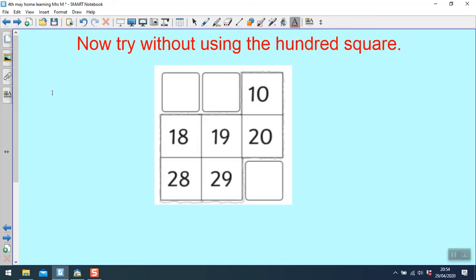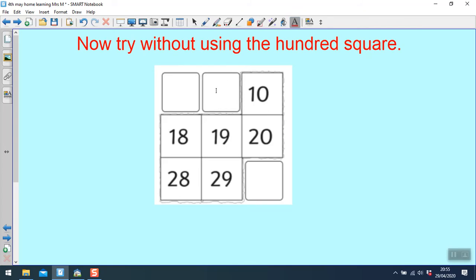Now have a go without using the 100 square. Pause the video while you draw this and fill in the gaps. Okay, so I could just think 1 more before 10 and 1 more before that. I could subtract 10 as I'm moving up. So 29 subtract 10 is 19.